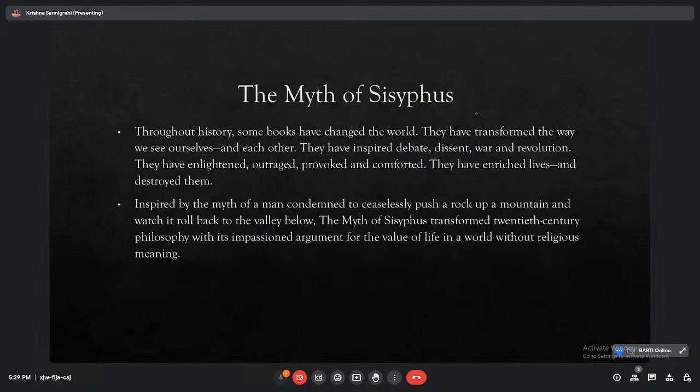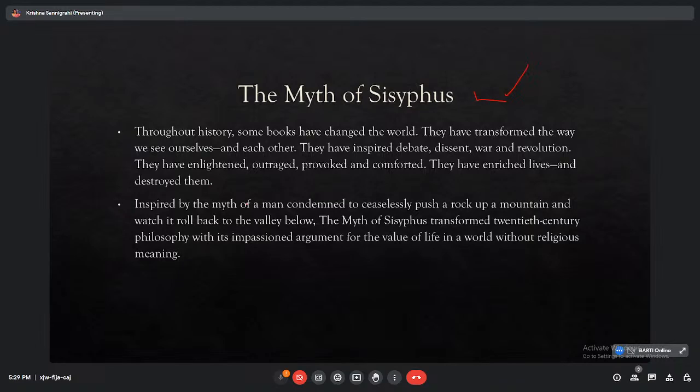Now, we will be discussing The Myth of Sisyphus, wherein throughout history, some books have changed the world. They have transformed the way we see ourselves and each other. They have inspired debate, dissent, war, and revolution. They have enlightened, outraged, provoked, and comforted. They have enriched lives and destroyed them. One of them is The Myth of Sisyphus.